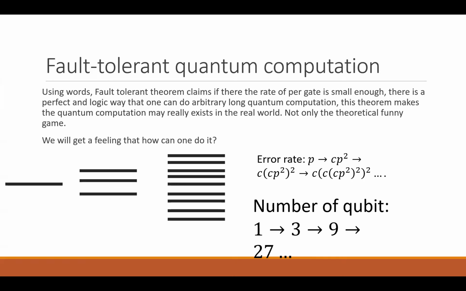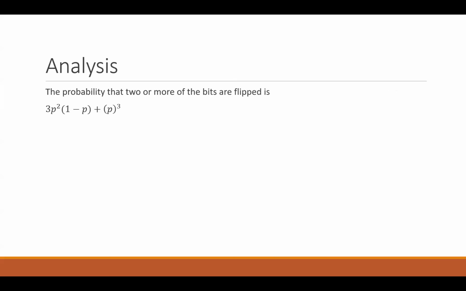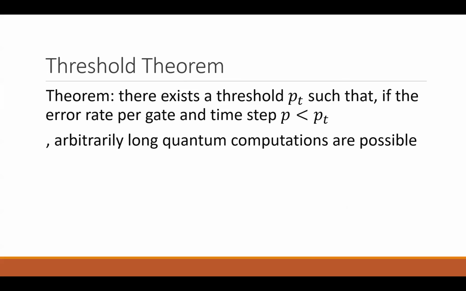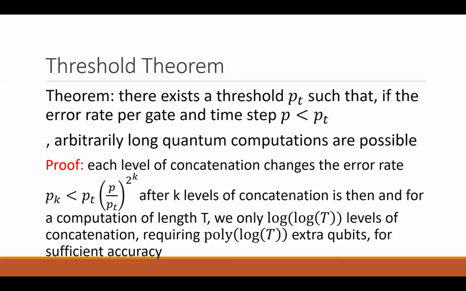So the idea is that theoretically you start from here, and now you go to C p squared. Now you can just concatenate. So maybe I use this one.